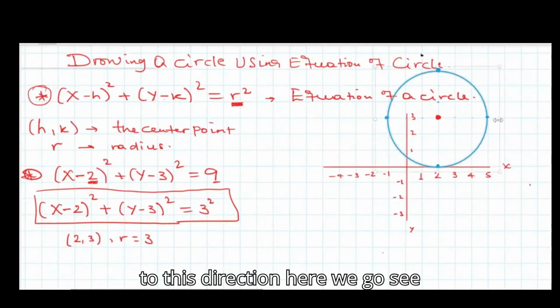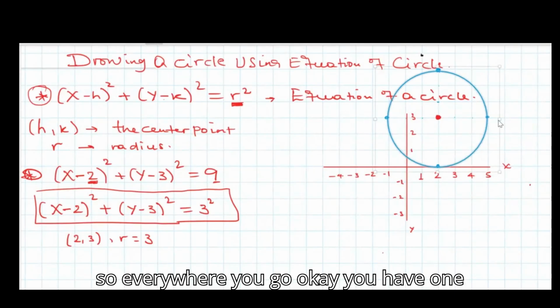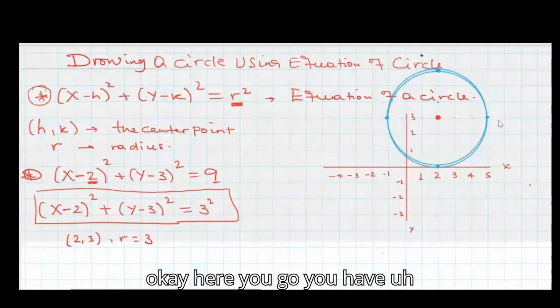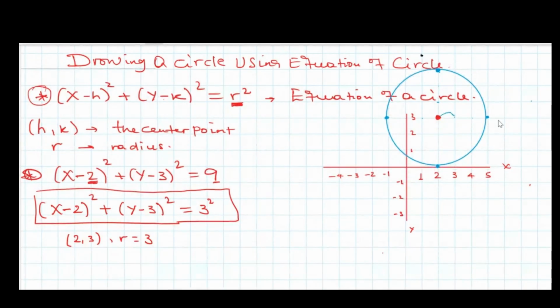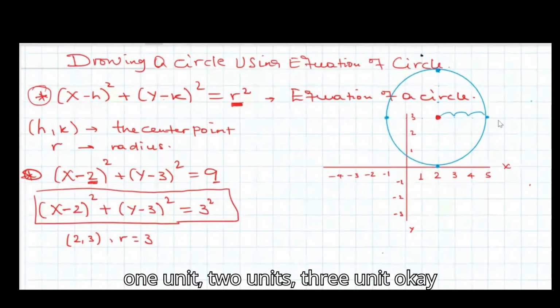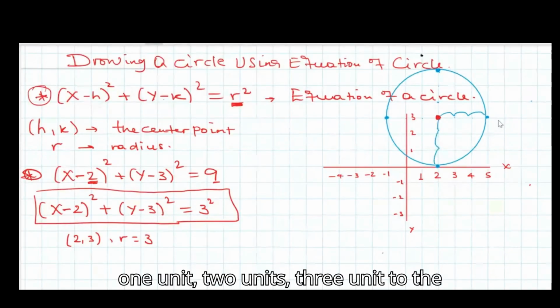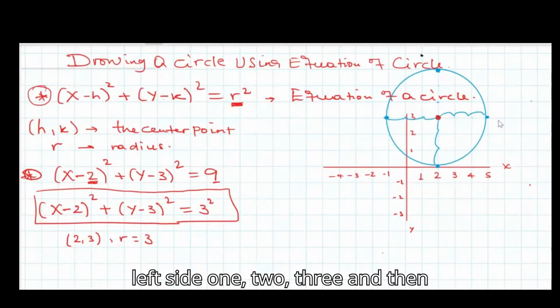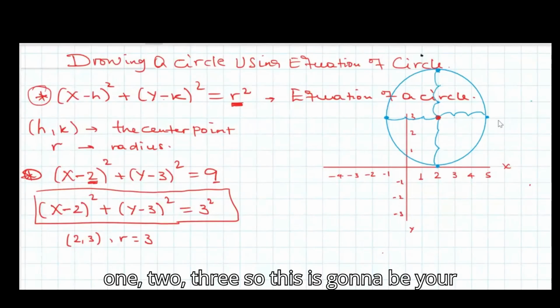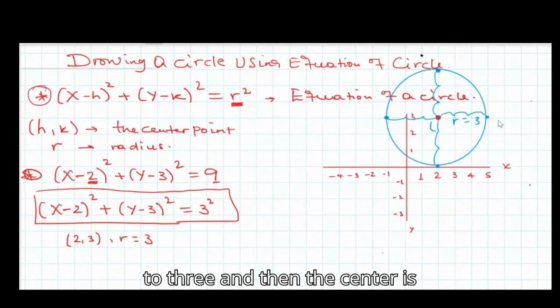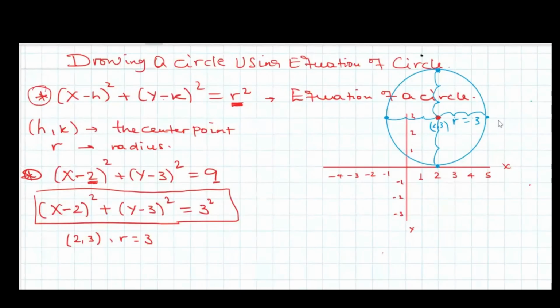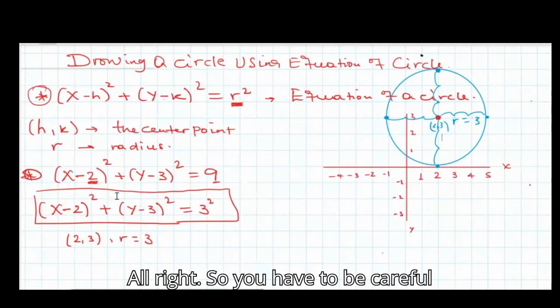Here we go. See? So everywhere you go, you have 1 unit, 2 units, 3 units. To the left side, 1, 2, 3, and then 1, 2, 3. So this is going to be your circle with radius r equal to 3, and the center is (2, 3). All right, so you have to be careful about those signs.